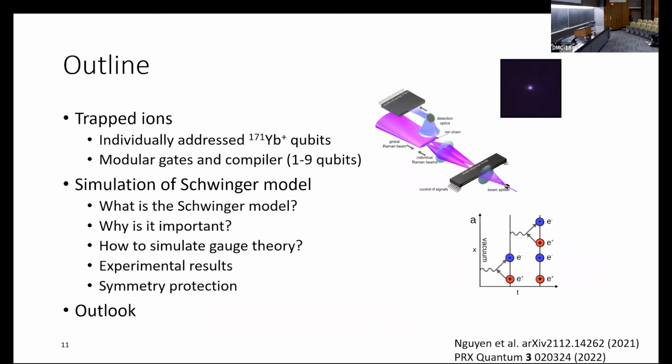So, cool. We've got our programmable quantum computer, a simulator, with 9 qubits. Now what do we do with it? A lot of things, but here I'm focused on the simulation of the Schwinger model.